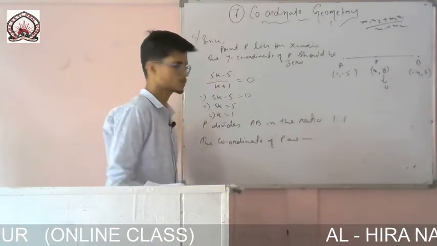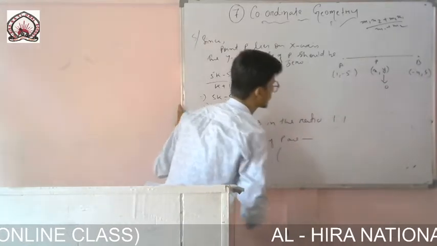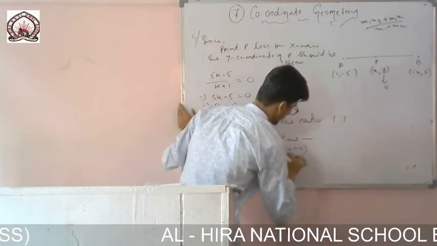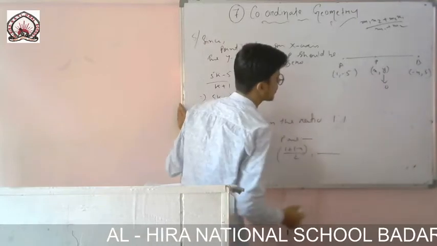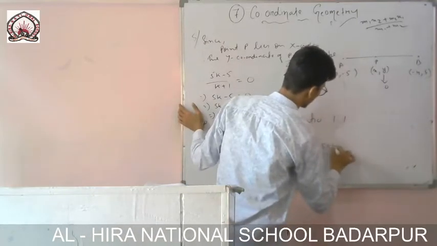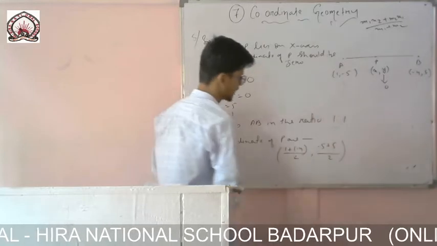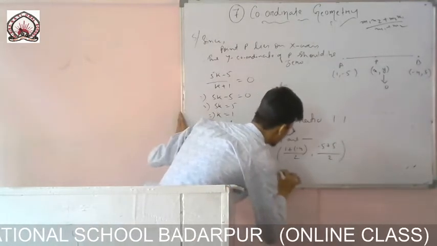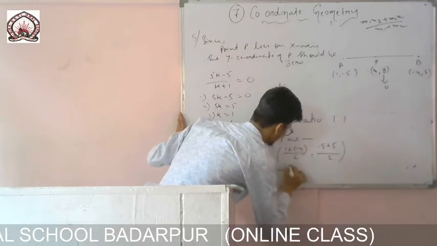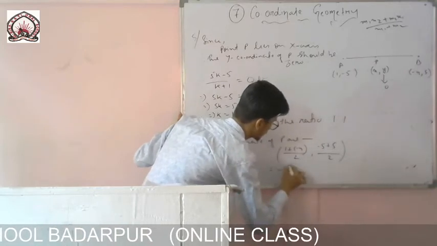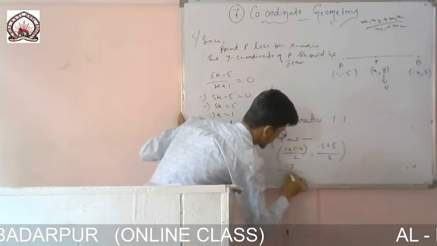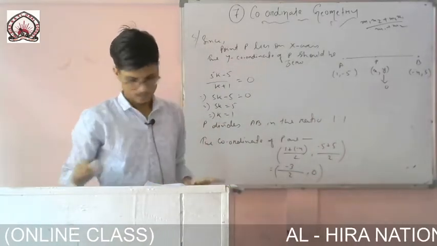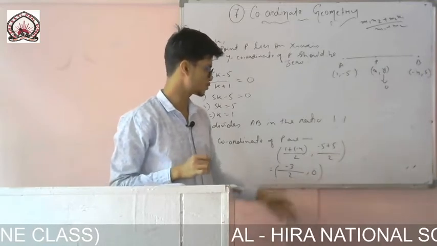Because earlier also we have read that if the line is divided in the ratio 1 is to 1, then the formula is x1 plus x2 by 2. That means it will be 1 plus minus 4 by 2, comma, minus 5 plus 5 by 2. So the value is coming 1 minus 4, it will be minus 3 by 2, and there it is 0. That is the required coordinate. So the answer is minus 3 by 2 comma 0.